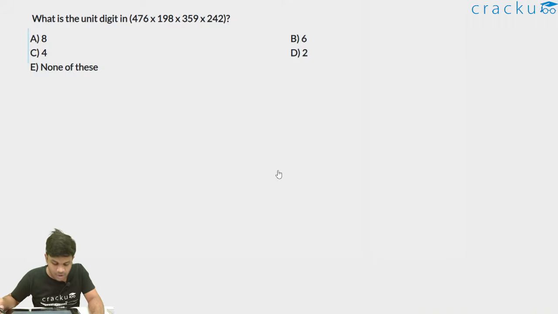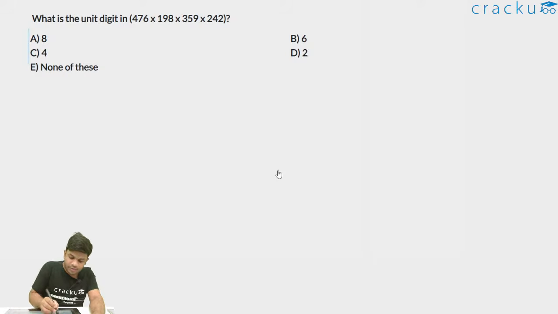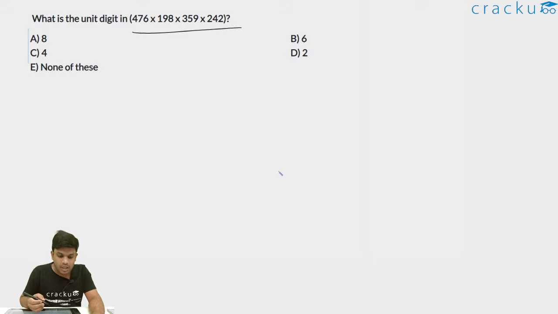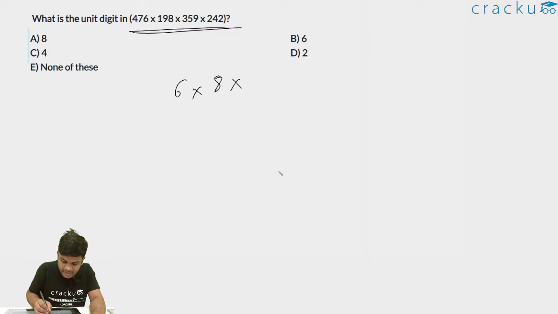Okay, so in this question, we have to find the unit digit of all the multiplication. Whenever we have to find the unit digit of all the numbers, we will just multiply the unit digit of each number, and then we will see what is the unit digit. So the unit digit of 476 into 198 into 359 into 242 will be given by multiplying 6, 8, 9 and 2.